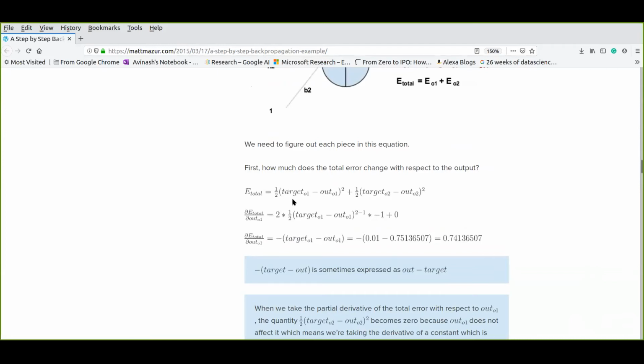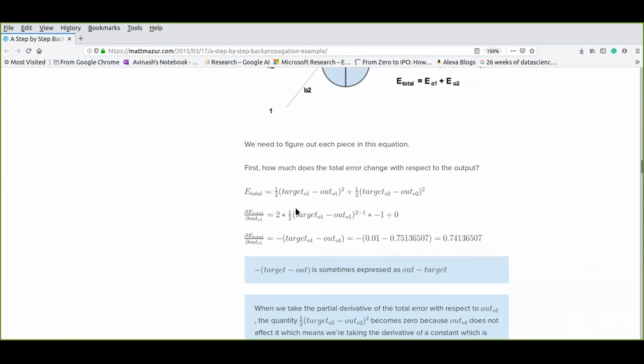For partial derivatives, as I said, we are only considering the variable output O1, which means any other variable is considered to be a constant. Here, output O2 is considered to be a constant, which means this entire term is going to be 0, which is why we have a 0 here. And let's see what happens with this term. What we have here is half into, let's treat this entire thing as x.